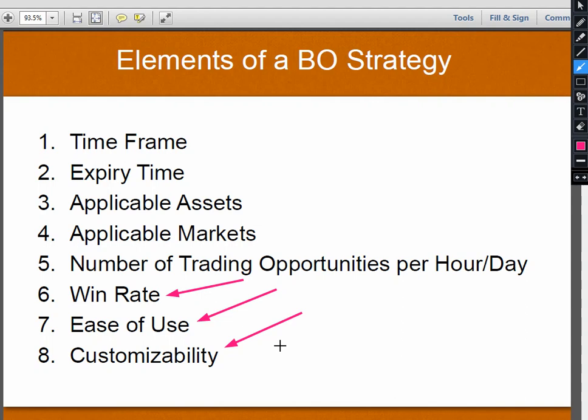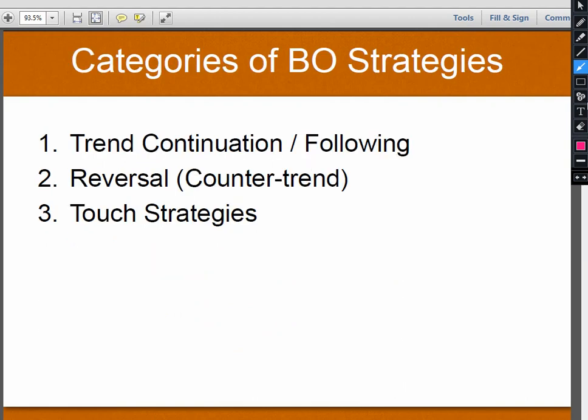All right, so then we move over from there and look at categories of binary option strategies. There are 3 in my view. Number 1, we have trend following strategies or trend continuation strategies. For these strategies to work, you need a trending market. You have reversal strategies or counter trend strategies, and for these ones, you need a strong support or resistance level, something like that, demand supply areas.